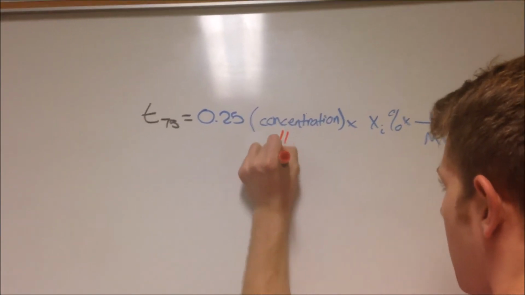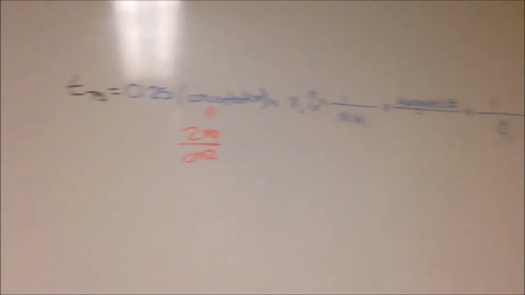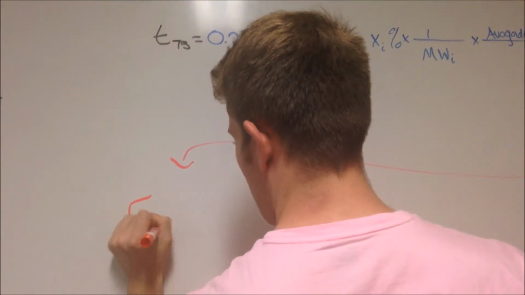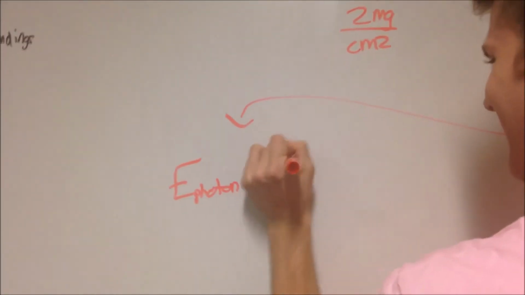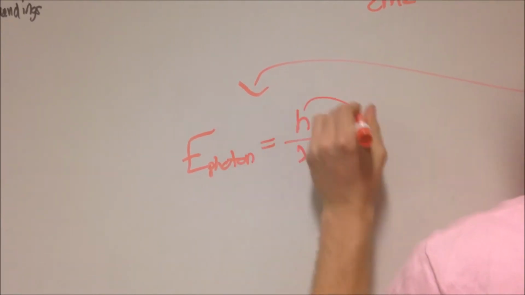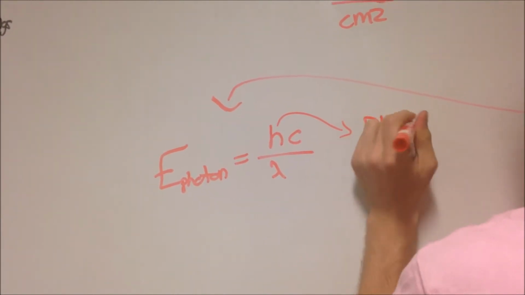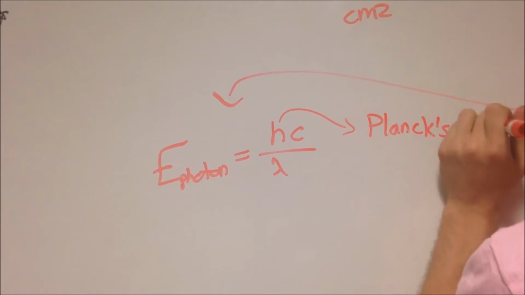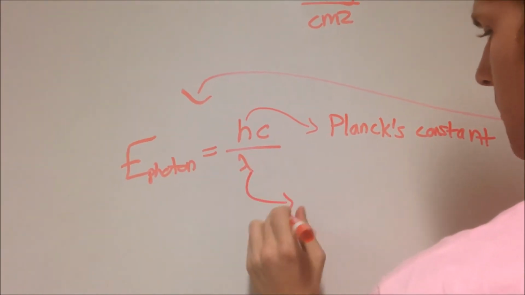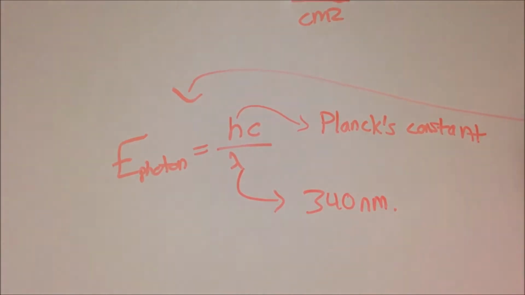For our concentration, we found our sunscreen to be 2 milligrams per centimeter squared, and the energy of each photon is determined by hc over the wavelength. Now, h is Planck's constant, c is the speed of light, and we determined our wavelength to be 340 nanometers. We start out with oxybenzone.